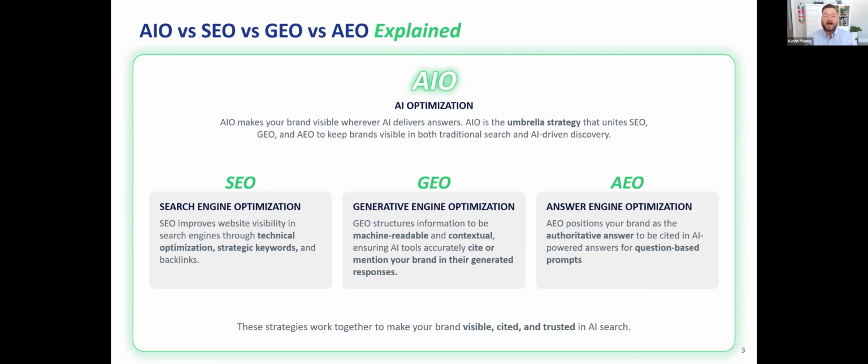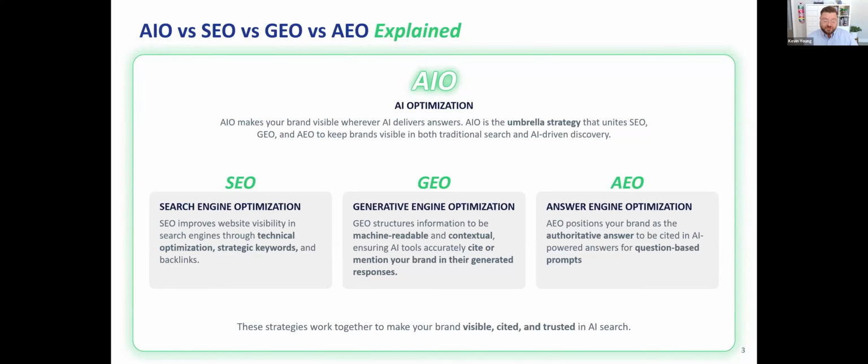So within that umbrella strategy is, of course, SEO, search engine optimization, which I think we all know and love. SEO forms the foundation of AI optimization. Without a strong technical foundation on your site, you're not going to be getting cited in these AI-based experiences. So, of course, search engine optimization is the first and foremost strategy within AI optimization.